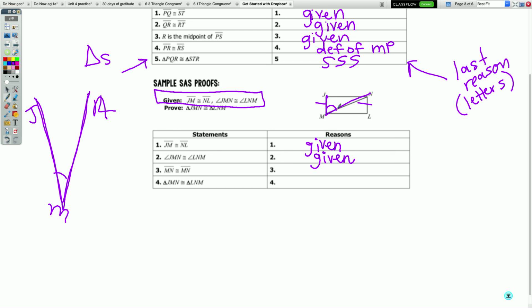Okay, what's our other angle that it's congruent to? J and N and L and M. So let's do the same thing. L and M is going to be right there, up in the other corner.